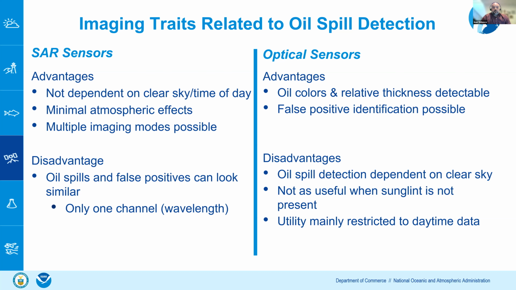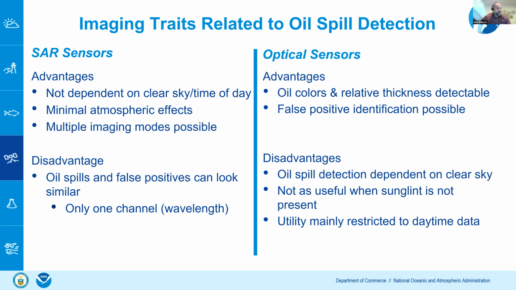Someone that is familiar with working with optical image processing, for example, knows that before you can really pull some information out of the image, you have to clean it up. You have to do some processing to correct atmospheric effects. Well, that's not the case so much with SAR data. And also, SAR sensors are capable of imaging in different modes. So depending on the size of the spill or the amount of detail that you like, it's possible to select modes that'll satisfy your requirements.